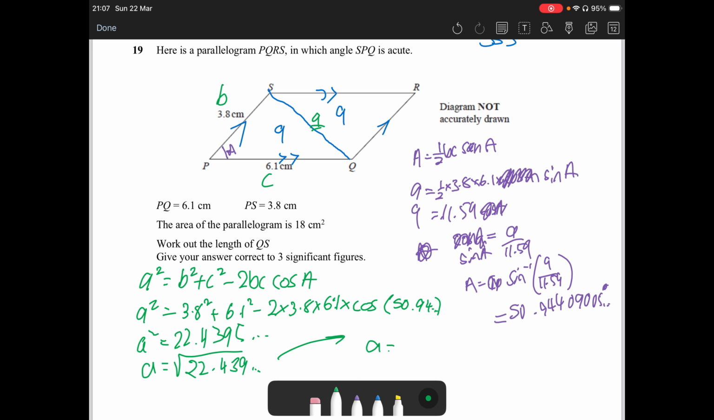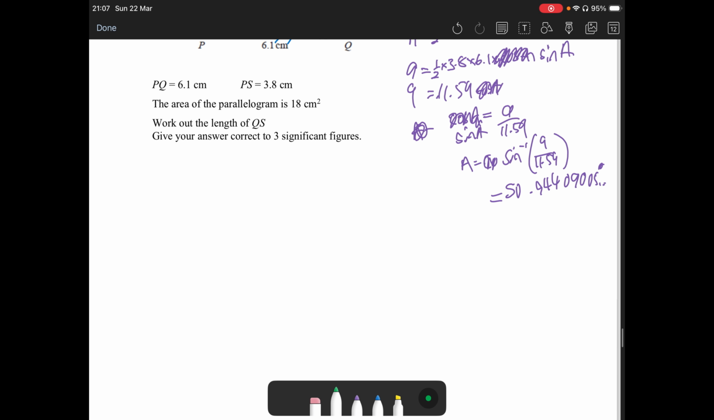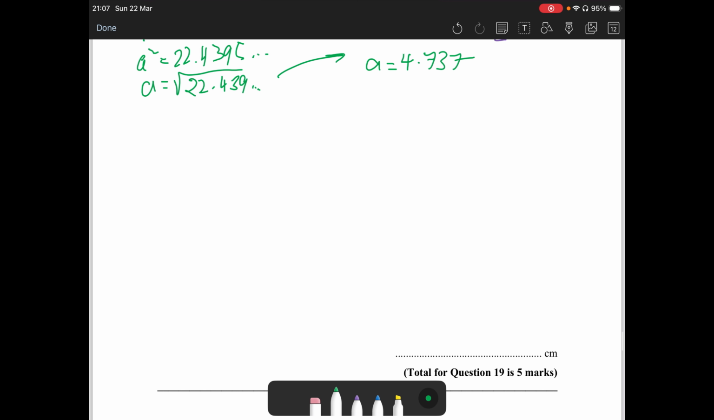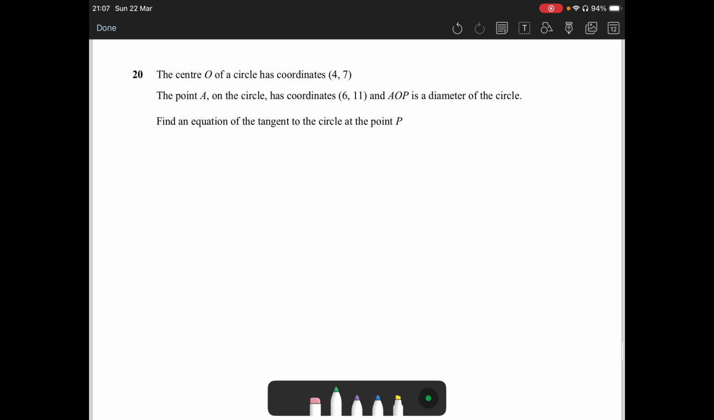Which makes your answer the A, or length QS, 4.737. So it's 3 SF, 4.74. Let me just get a VAR check on my mark scheme. 4.74 indeed. Right, we're nearing the end now. We're in sort of the final stretch.